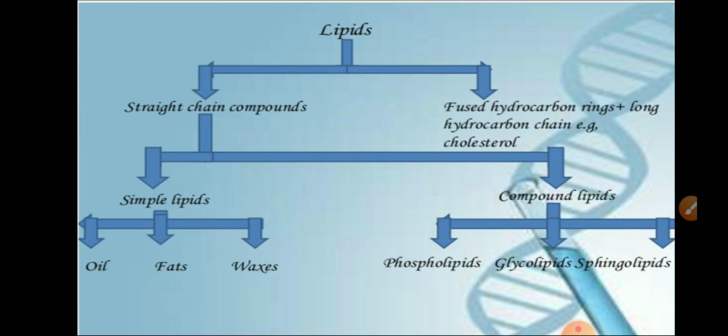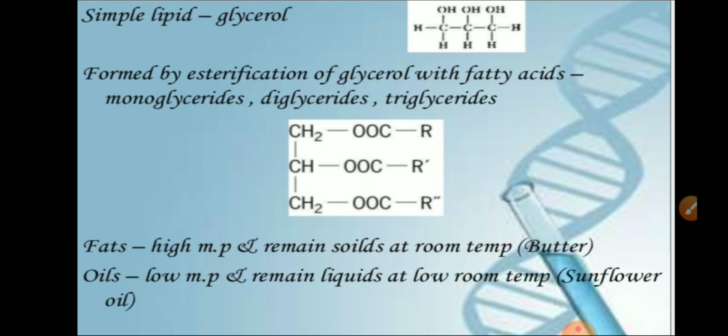So, there are two kinds of lipids, simple and compound. The simple includes oils, fats and waxes, and the compound includes phospholipids, glycolipids and sphingolipids. For the simple lipids, we are having the structure of the glycerol molecule here. The fats are formed by the esterification of glycerol with fatty acid. These include monoglyceride, when one fatty acid molecule is there, diglyceride and triglyceride molecules.